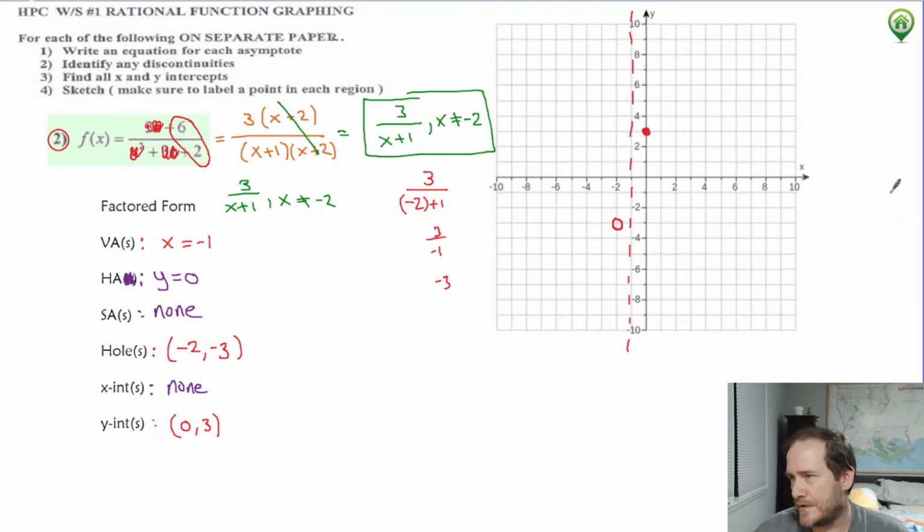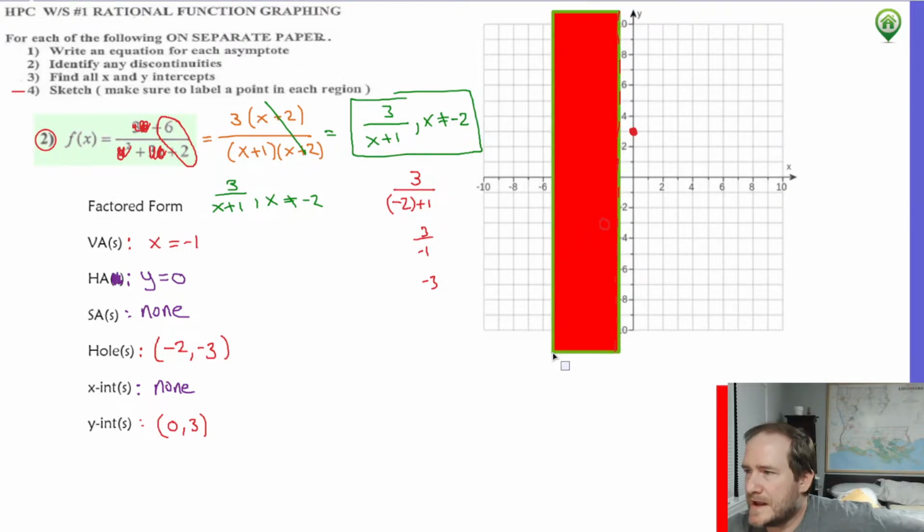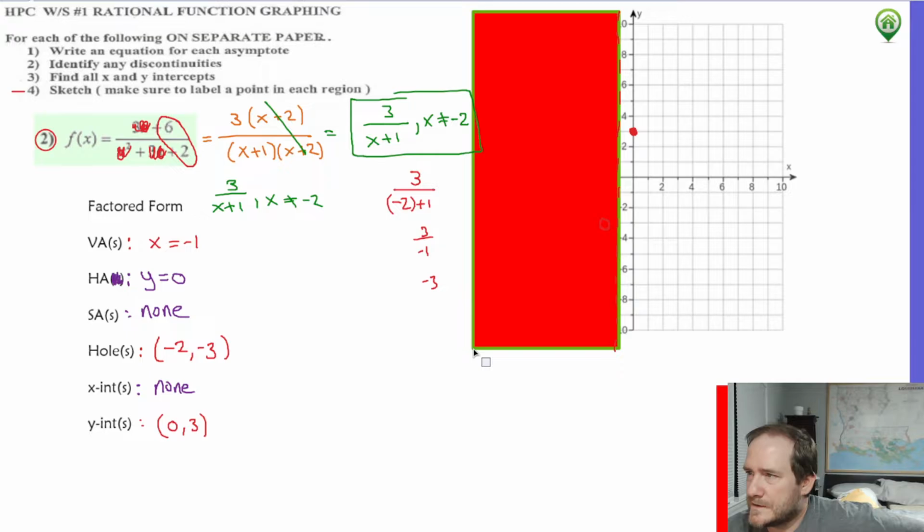And it turns out that's all we need anyway, because if you look at thing 4 up here where it says sketch, making sure to label a point in each region. Remember that when we talk about region, we're just talking about the intervals that lie between the vertical asymptotes. So there would be an interval to the left of the asymptote, and there'd be a second interval to the right.